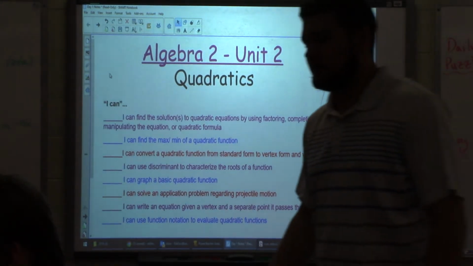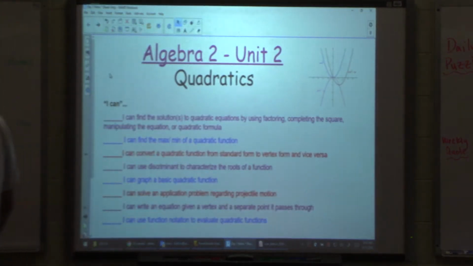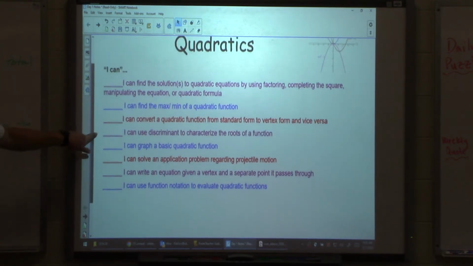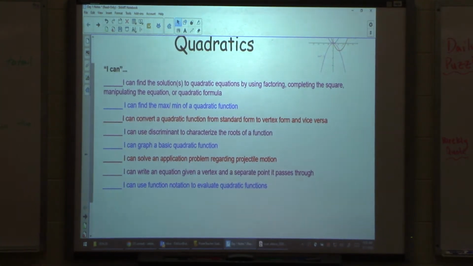Right? So, here's the deal. That is what our whole unit's based off of, quadratic equations. They make that shape on your graph. All your I can statements are on the front of your note packet. You should be able to say you can do all those things by the time the test comes around.